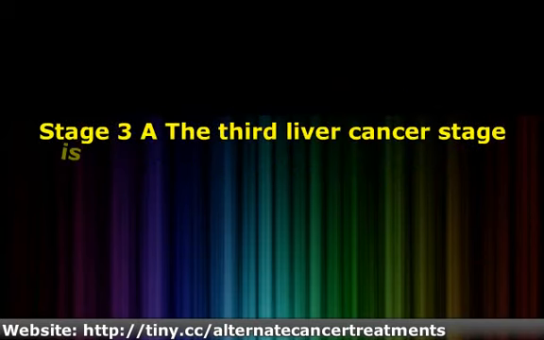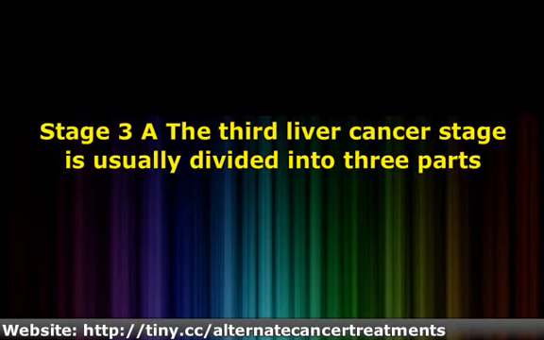Stage 3A. The third liver cancer stage is usually divided into 3 parts. In the first part, there are several tumors, with at least one of the tumors being fairly larger than 5 cm. There is a possibility of having a tumor that is spread to other body parts such as the hepatic vein.